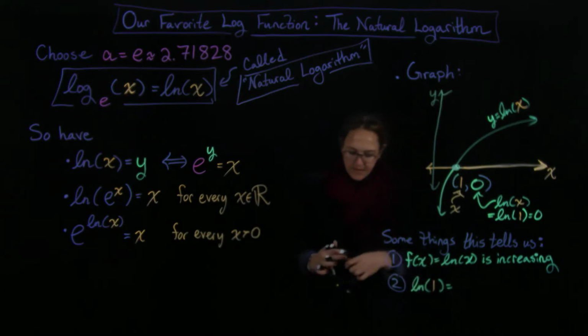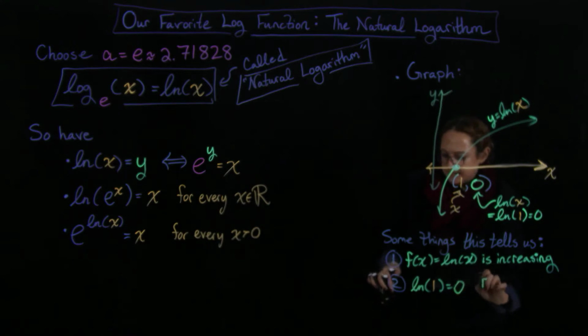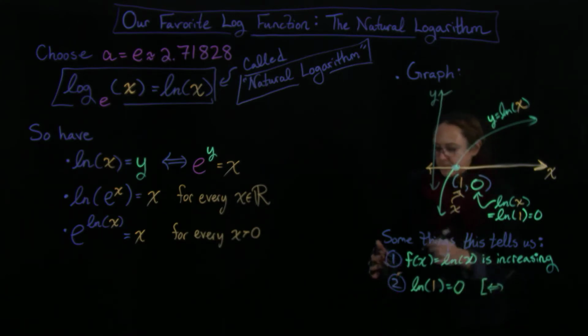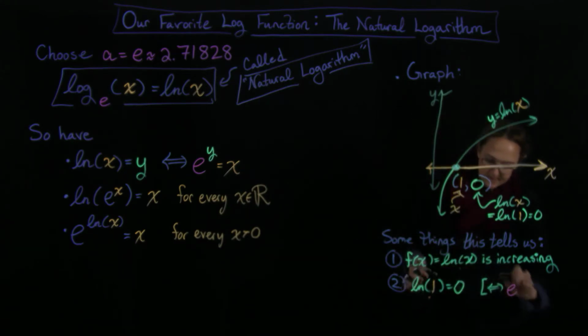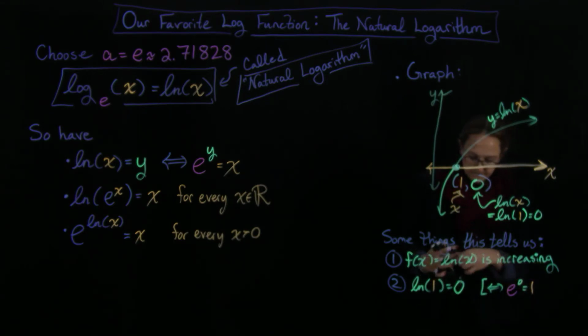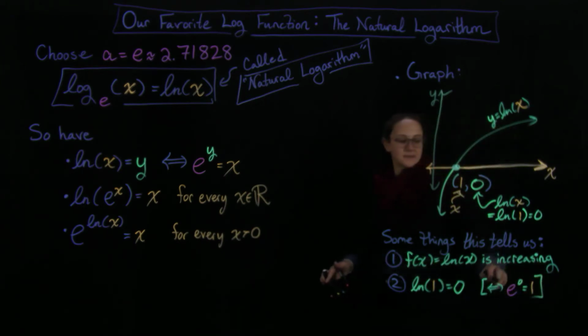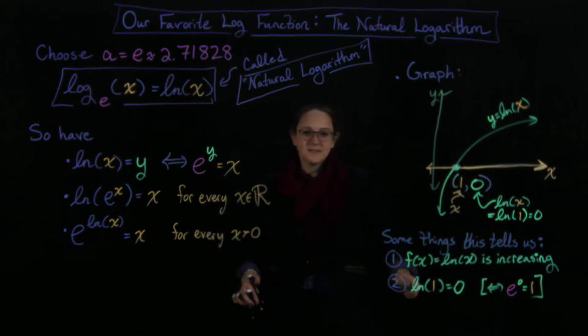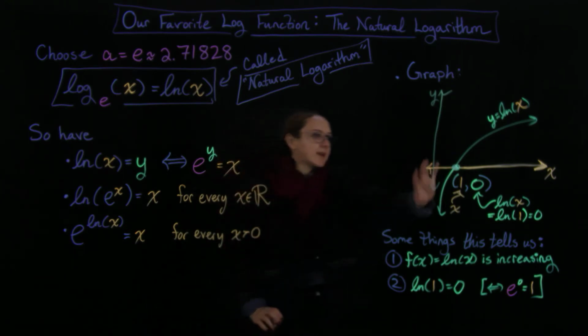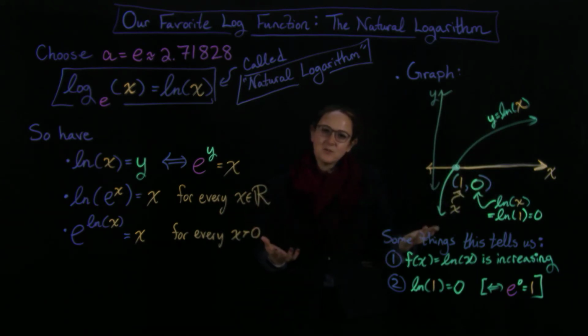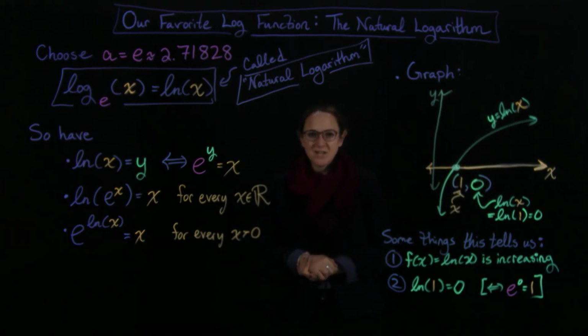One way to think about that is, why do we know this? We know this because e to the 0 equals 1, since anything to the 0 is 1, and that tells us the natural log of 1 must be 0. We already went through how to get this graph in the previous lecture, where we did logarithms more generally with different bases. I hope that made some sense, and I will see you in the next lecture.